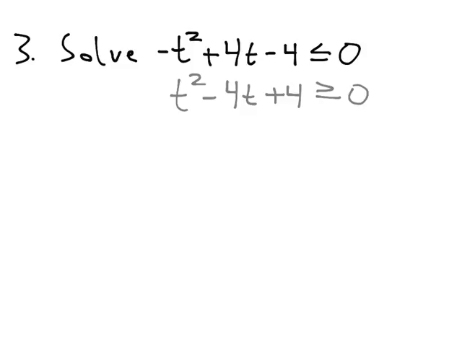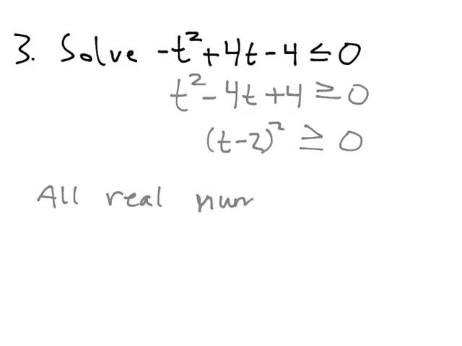You may recognize this for being a perfect square. This is actually t minus 2 squared is greater than or equal to 0? Well, any number squared is greater than or equal to 0. We know that for a fact. You can't square something and get a negative unless it's i or something strange like that. So the solution here, all real numbers. t can be anything that's a real number, and this works out.